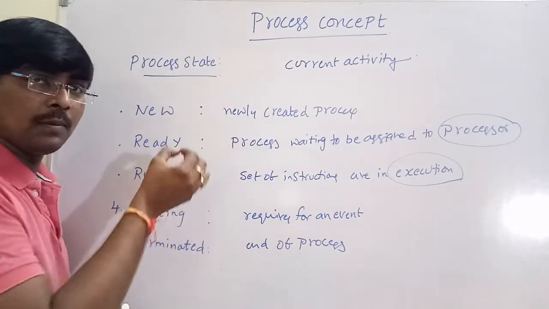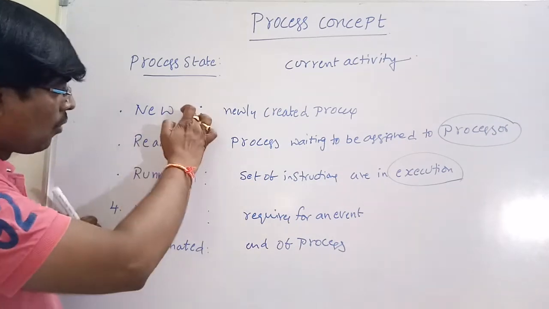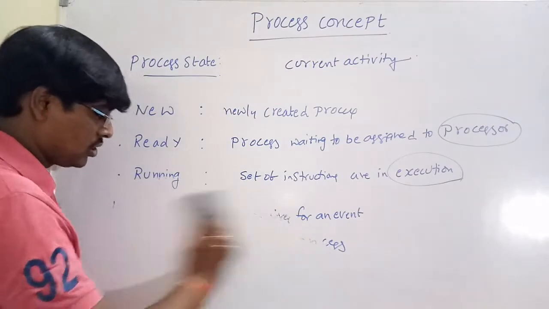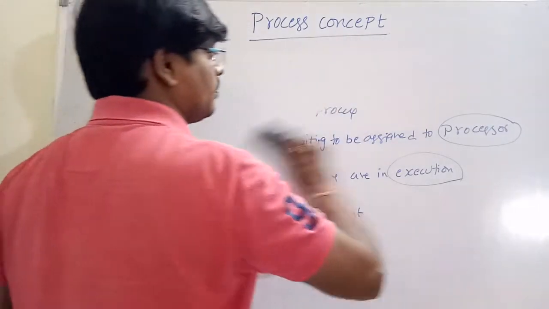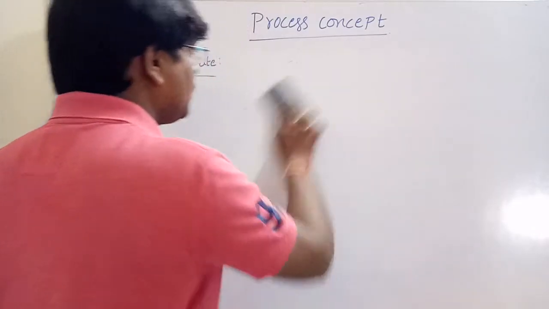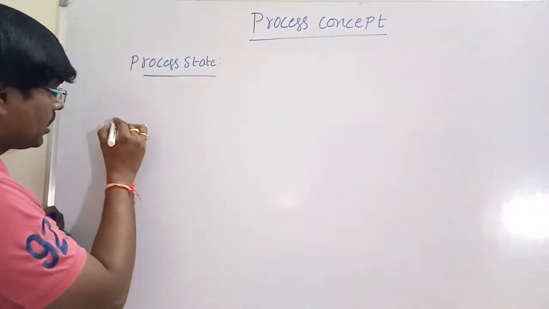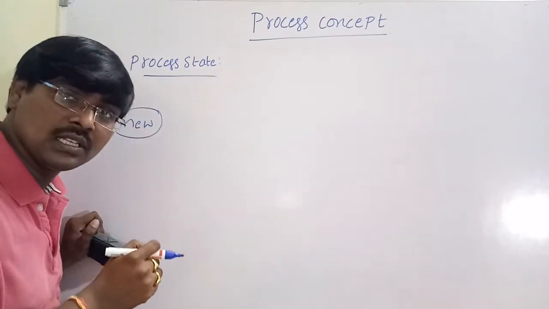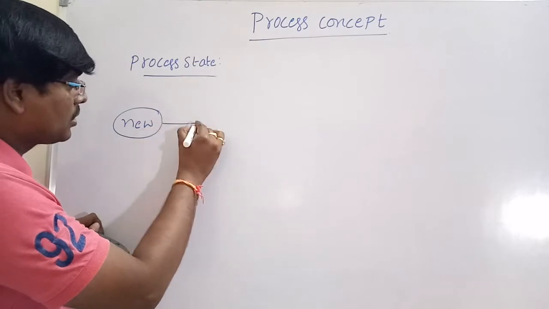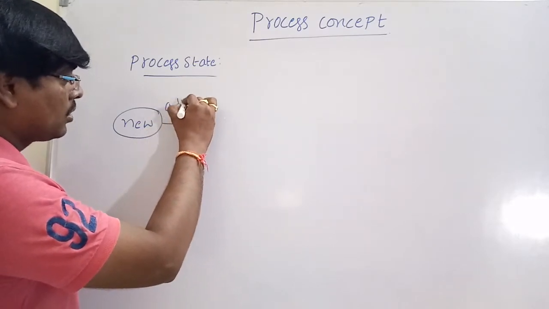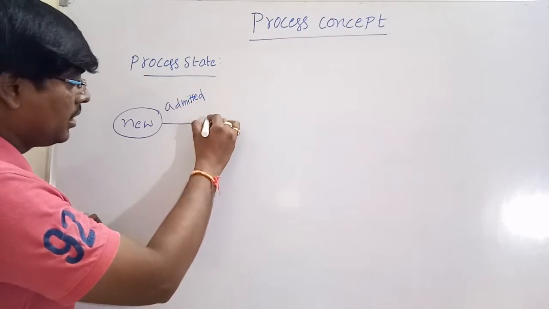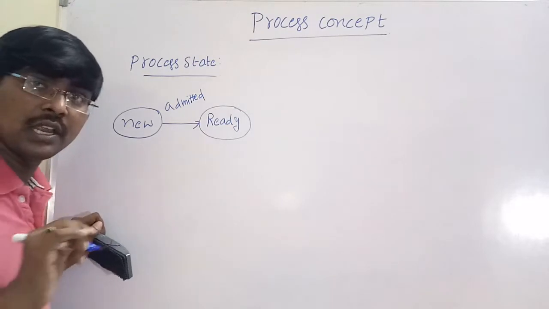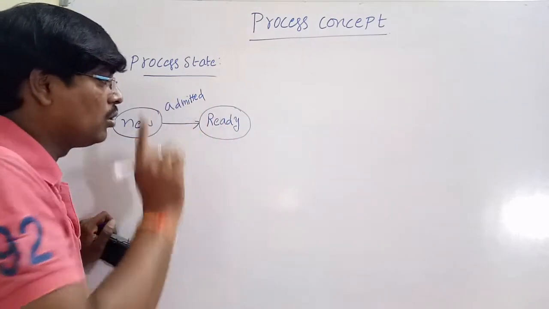Now we will see the process state diagram, that is, how we perform transitions from one state to another state. What is the first state? The first state is the new state. In the new state, the process is created. Whenever the process is created and admitted, it enters into the ready state.